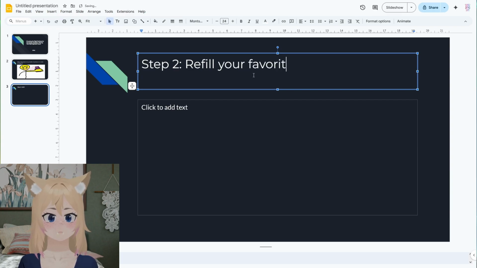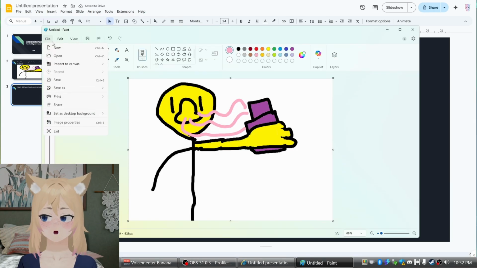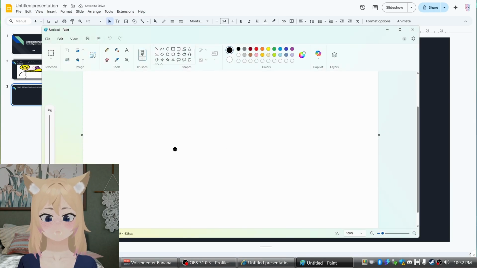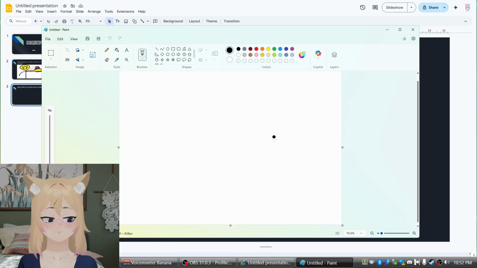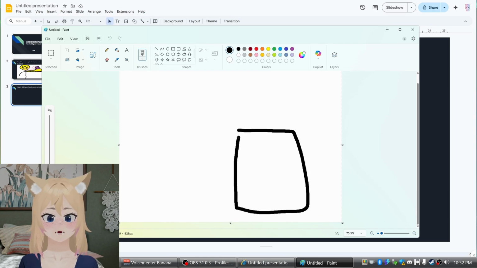Refill your favorite perfume bottle. I mean, that seems a little hasty. I feel like we still have more steps to go, but you know, maybe your favorite one isn't quite the right one for you, but you might as well start at your favorite, right? So let's have a refill.